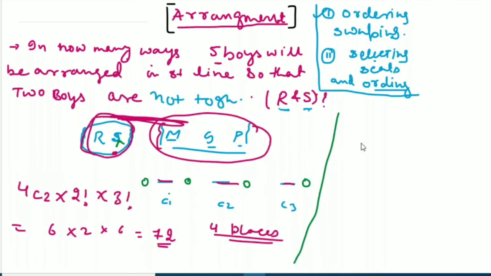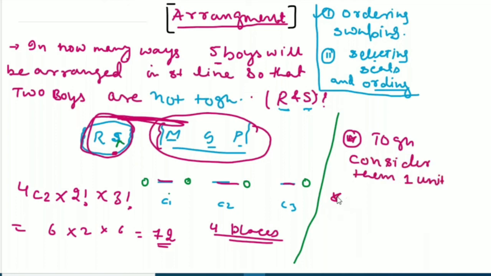Before I go next, I'll make some notes from here. Note number 1: in together logic, whatever are together, we consider them as one unit. This is my note number 1. Now note number 2.